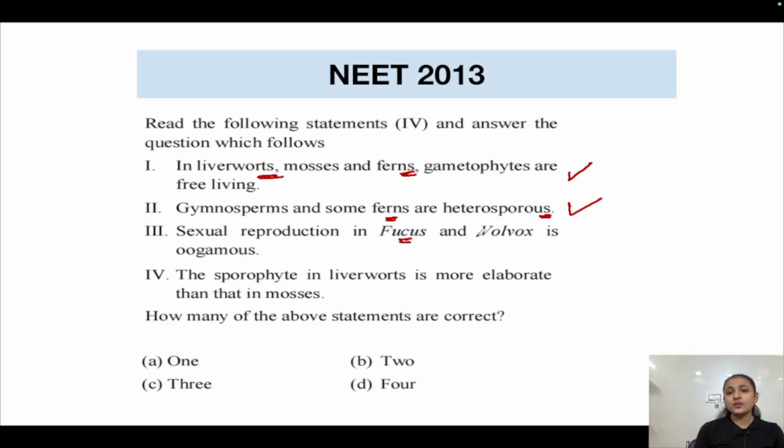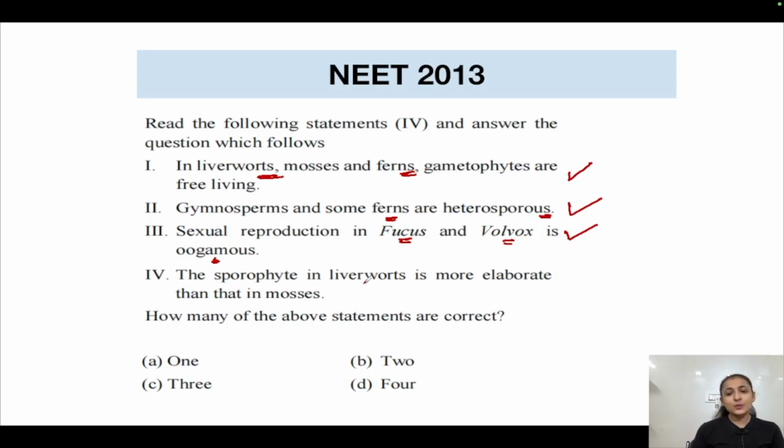Sexual reproduction in fucus and volvox is oogamous. क्या ये statement correct है? Yes, this statement is also correct. Fucus and volvox हमारे algae हैं and इनमें जो sexual reproduction होता है वो oogamous ही होता है. Oogamous यानी कि one small motile male gamete जो होता है वो present रहता है and a large non-motile female gamete और the egg cell वो present रहता है. Sperm cell is the motile cell. It will move because of the presence of a flagella. It is motile. It will reach towards the female gamete, which is the egg cell, fuse with it to form a zygote.